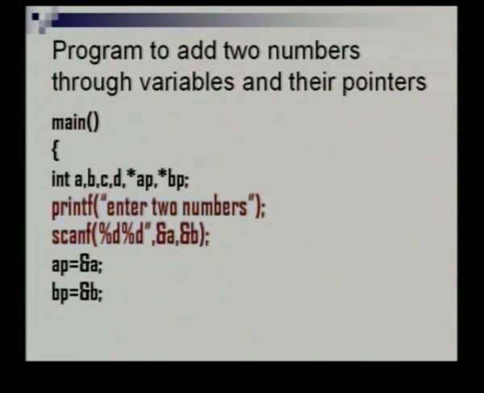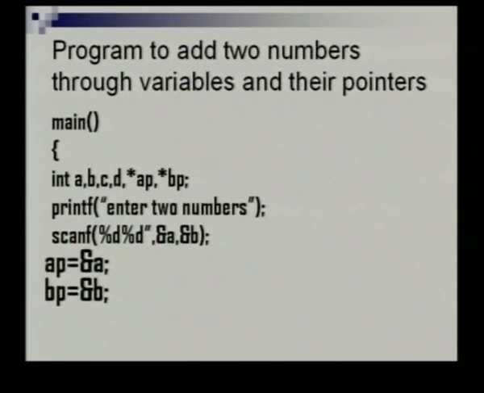And we need 2 numbers. If you are going to find out the sum, we have to enter 2 numbers. They are entered in A and B. So, A and B are holding the values. Now, this is the most important statement when we are using pointers. The address of A is given to AP and the address of B is given to BP. We are assigning the address values to AP and BP.